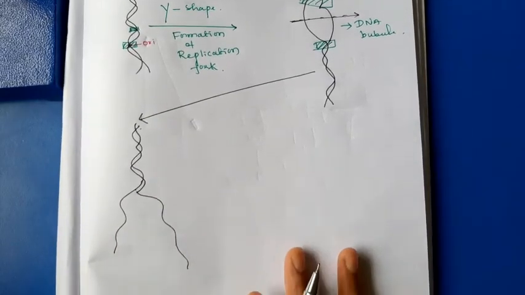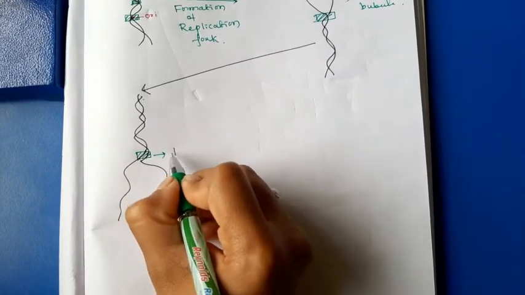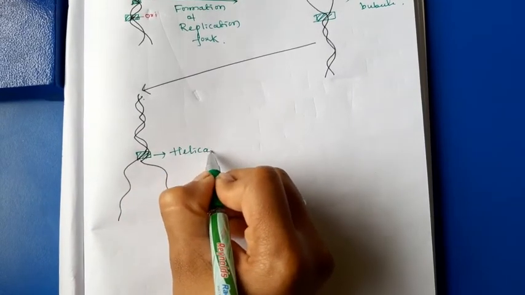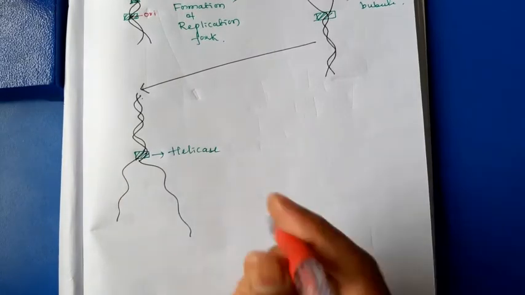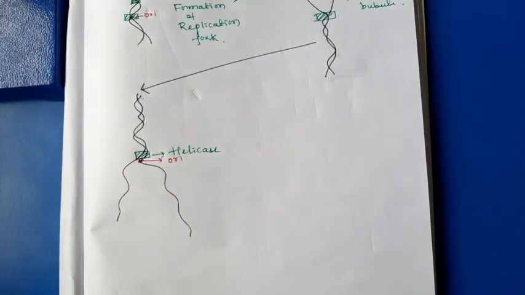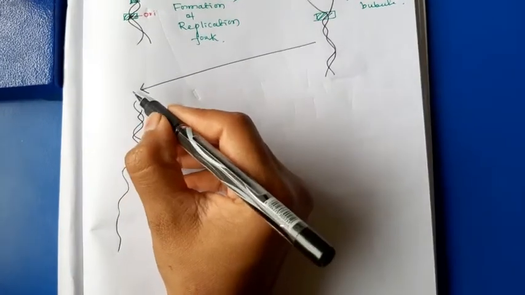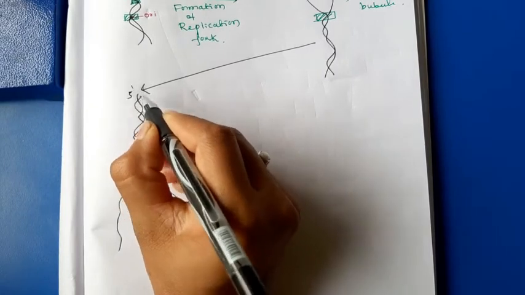We are considering one side of the replication process. Helicase has already started its work, which means it has already uncoiled the DNA. Don't forget to write the directions.